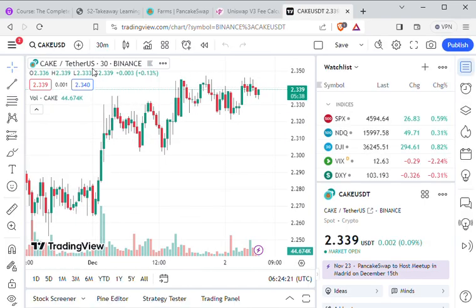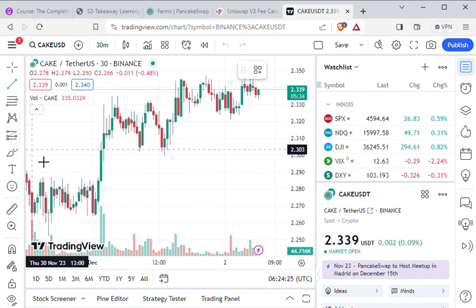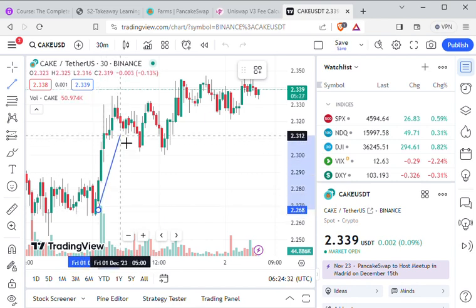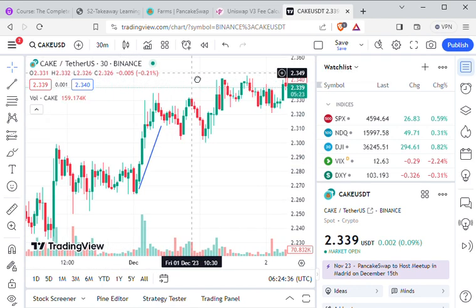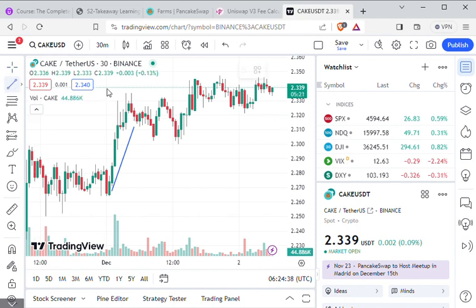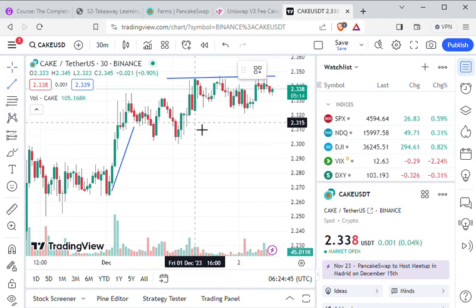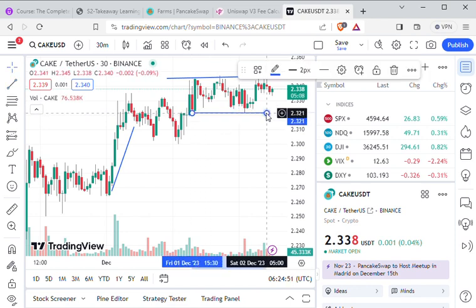This is CAKE to USDT in this example, but here we can show you a little bit of technical analysis stuff. We can draw this, showing an uptrend, and then we have some support and resistance lines that we can draw here, and I would say here in this 24-hour.